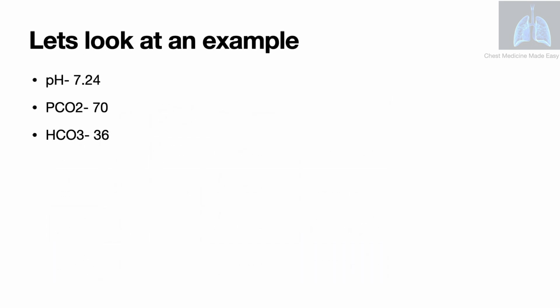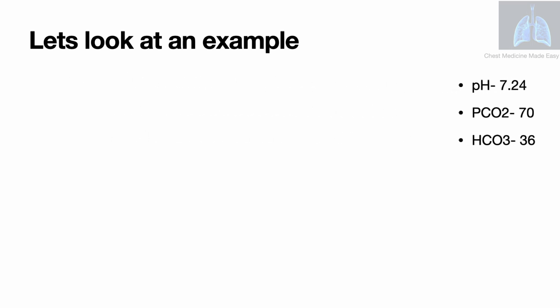So the pH here is 7.24, the PCO2 is 70, the bicarbonate is 36. So step 1, is this acidosis or alkalosis, or is the pH normal? So clearly this is an acidosis. Step 2, is it a respiratory acidosis or a metabolic acidosis? You should be able to determine that this is a respiratory acidosis.